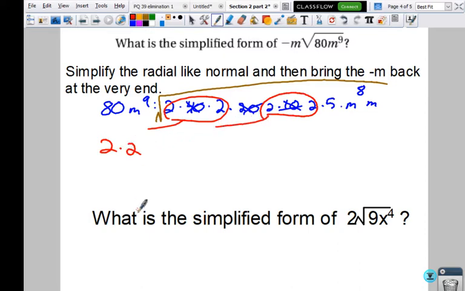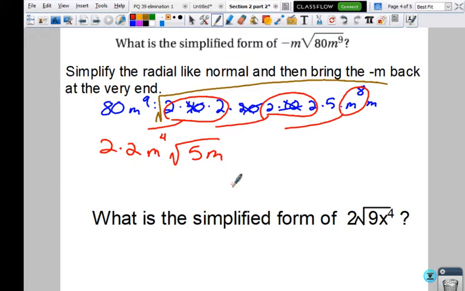When I kick out m to the 8, what am I going to do to that exponent? We divide it by 2, and we get m to the 4. And then inside my square root, I still have a 5 and an m.